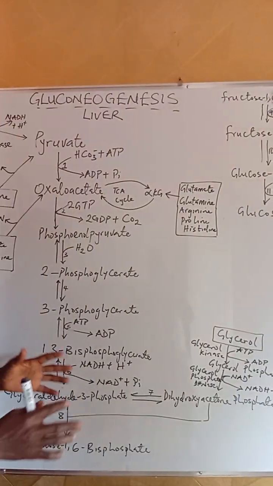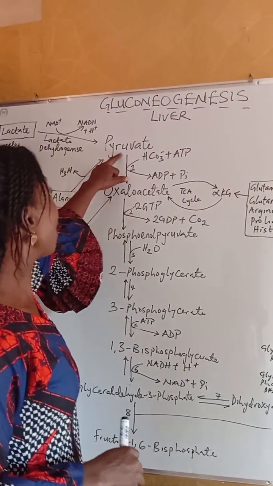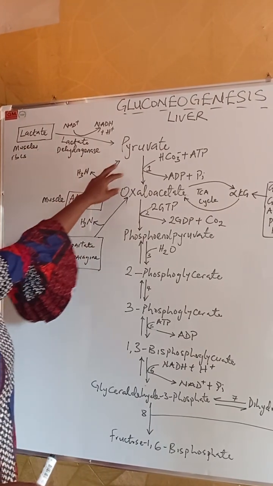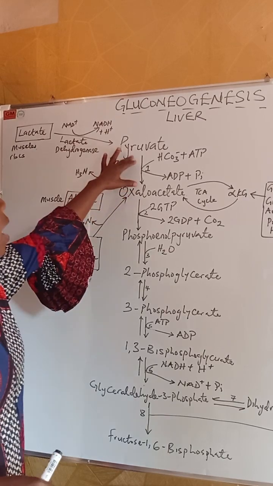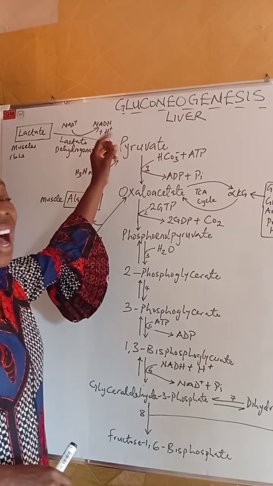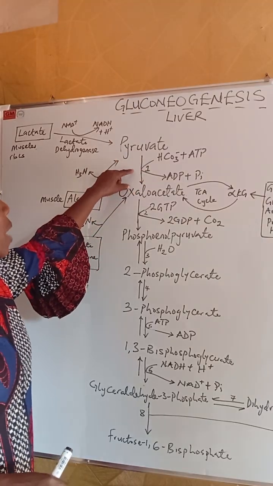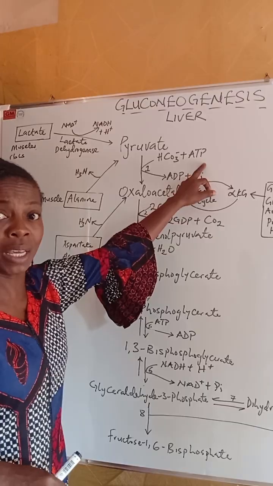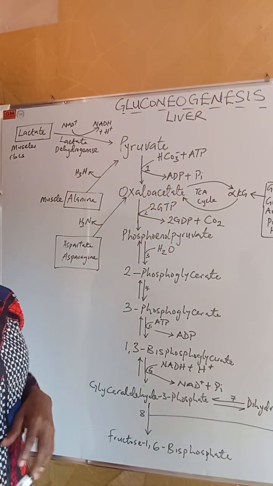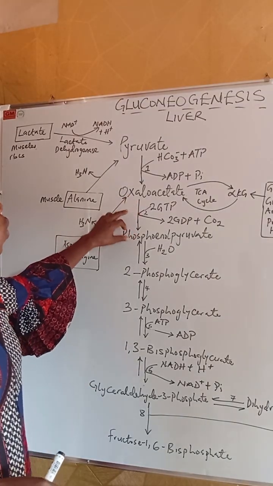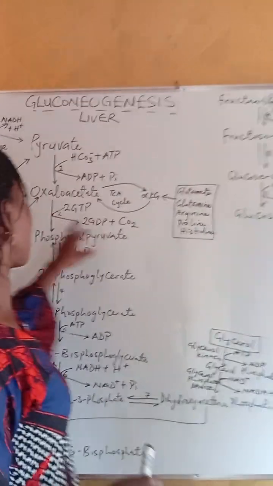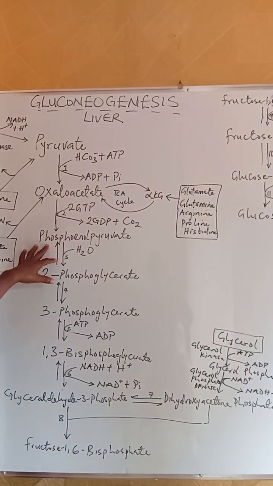Now let's look at the basic steps of gluconeogenesis. Pyruvate, having been synthesized or obtained from lactate or alanine, is acted upon by the enzyme pyruvate carboxylase. This is a mitochondrial enzyme. So pyruvate at this point has to enter the mitochondria of liver cells to be acted upon by this enzyme with the help of ATP, adding a carboxyl group to pyruvate to give us oxaloacetate. And the oxaloacetate now is also acted upon by another enzyme right there in the mitochondria, phosphoenolpyruvate carboxykinase, to give us phosphoenolpyruvate.